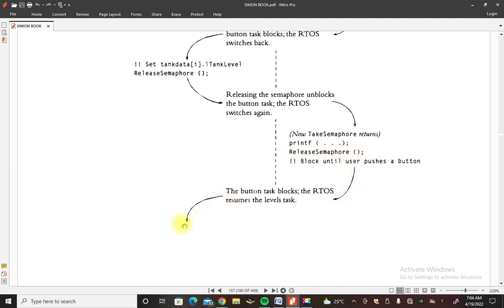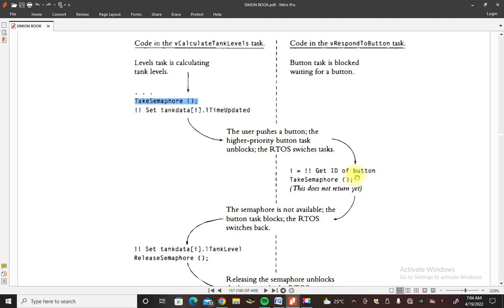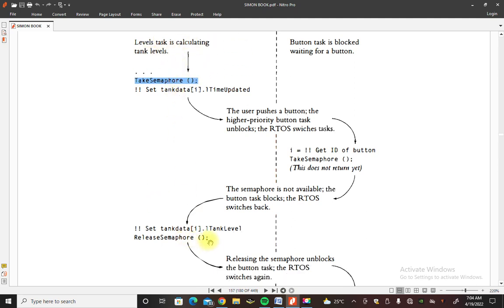And it blocks. Okay, so the level task takes the semaphore, and even though the button task is the highest priority task, it will try to take the semaphore, but because the semaphore was already taken by the lowest priority task, there is no semaphore, so the button task has nothing to do and hence it will go to the blocked state. After completing the updating of the two temperatures in this critical section, calculating the tank level, the task releases the semaphore. So you are taking the semaphore and then you are releasing the semaphore.